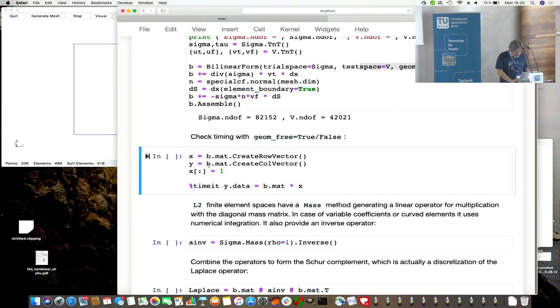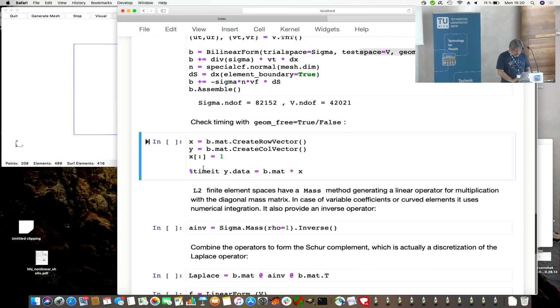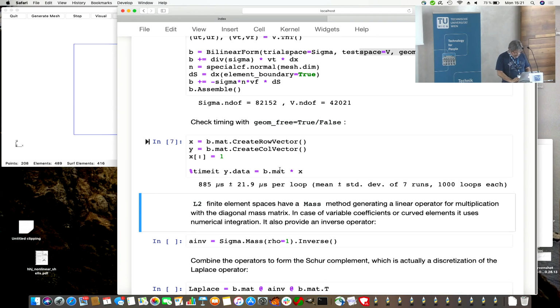Okay, we are creating 2 vectors from the matrix. B.mat gives us a matrix, either a sparse matrix or this optimized reference element matrix. And we're just timing the matrix times vector product, timing it from IPython. And we see that one matrix vector product takes something like 0.8 milliseconds.